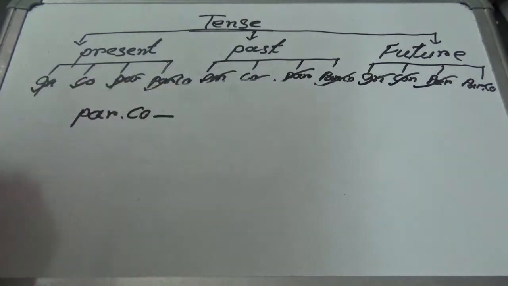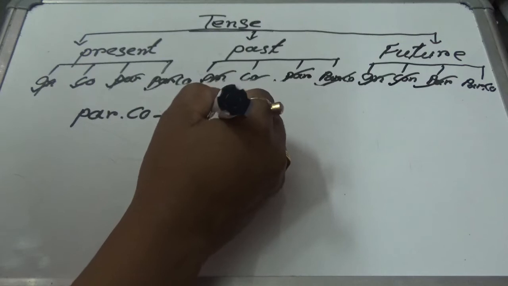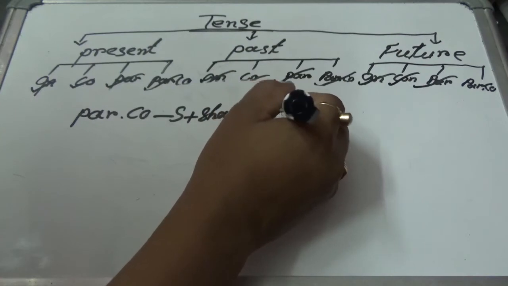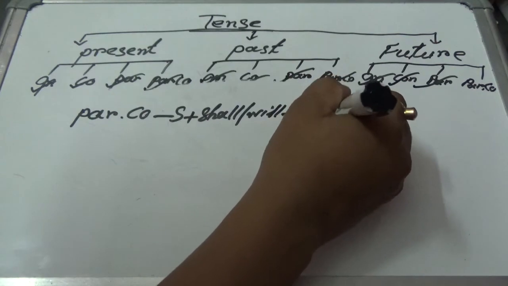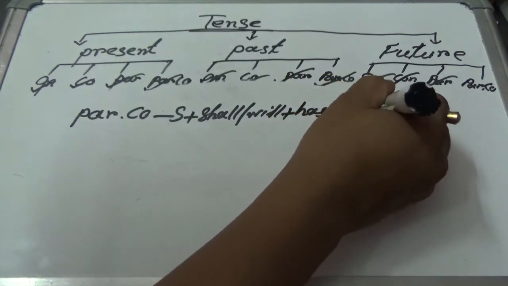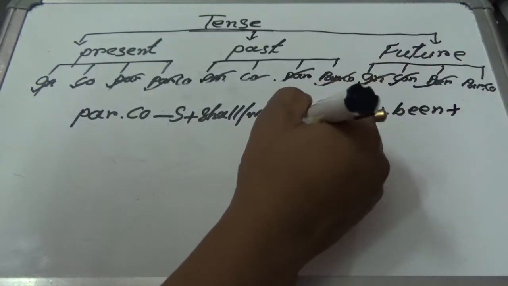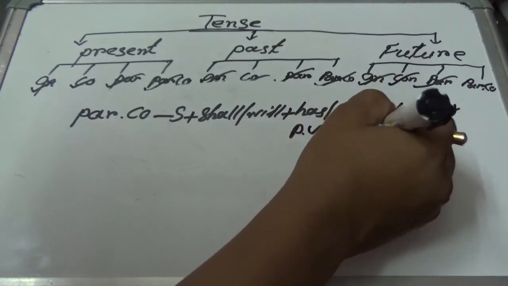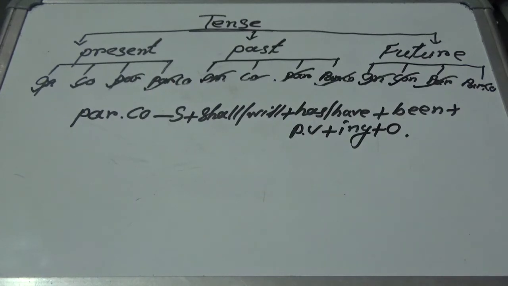Now future perfect continuous: subject plus shall oblique will plus has oblique have plus been plus PV plus ING plus O. That means subject plus shall oblique will plus has oblique have plus been plus PV plus ING plus O.